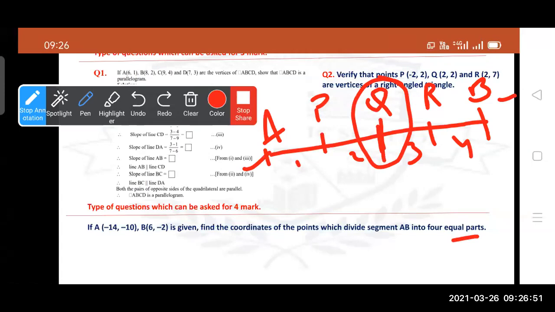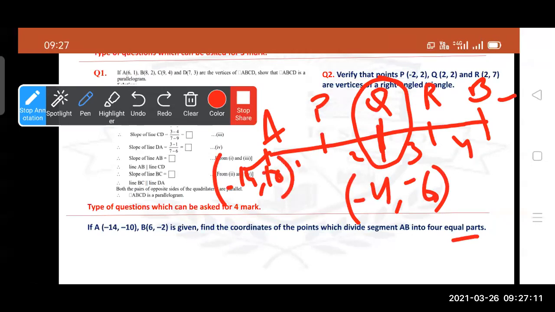Easily you find (minus 14 plus 6), oh sorry, minus 8 divided by 2, that is minus 4. And (minus 10 minus 2), minus 12 divided by 2, is minus 6. So you get the coordinates of Q. And here the coordinates of A are (minus 14, minus 10). Then again P is the midpoint of AQ. Again apply the midpoint formula here. Then you get the coordinates of P. Similarly, you can also find the coordinates of R. A simple question for 4 marks.